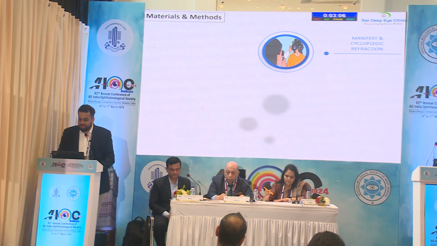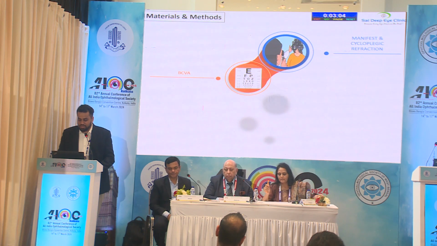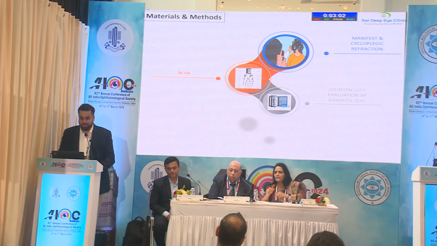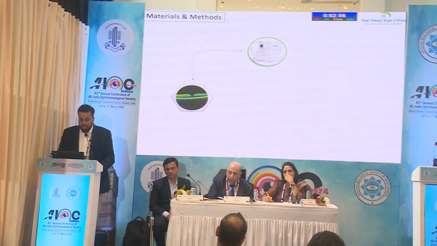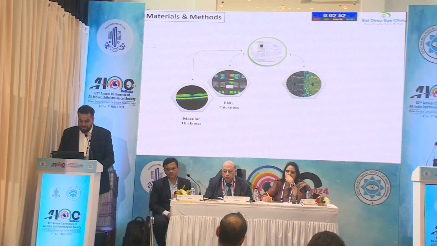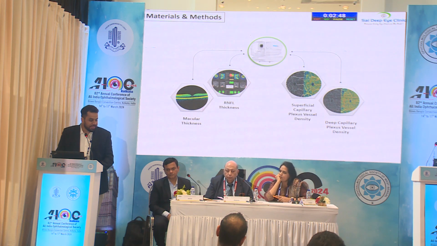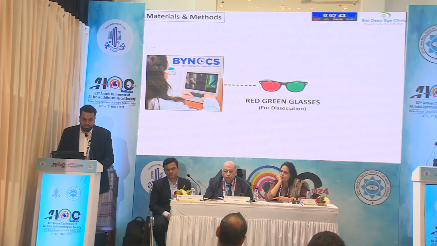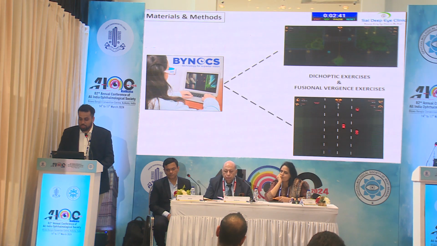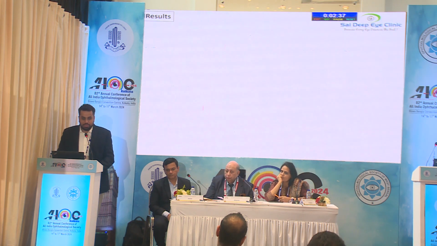As a part of the study, we did a manifest and a cycloplegic refraction, a BCVA, stereo acuity was checked by the Randot test, Worth 4-dot test to check fusion, and a slit lamp and a detailed fundus examination. On the OCT, we are checking the macular thickness and the retinal nerve fiber layer thickness, and on the OCT angio, we are checking the superficial and the deep capillary plexus vessel density. In Binocs, we use red-green glasses for dissociation, and we do dioptic and fusional vergence exercises during the same. So what were the results of the study?